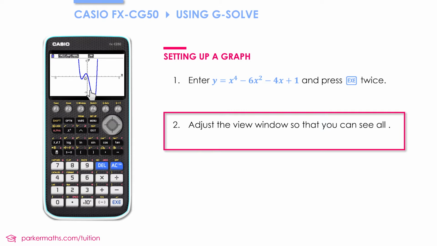That's a bit better, still cutting off a little bit at the bottom though. So maybe we need to manually adjust the minimum y value, let's say minus 20. Now we comfortably have both of the local minimum points on the curve.